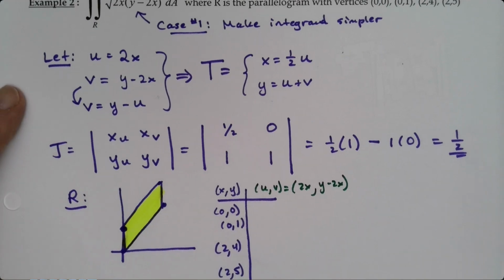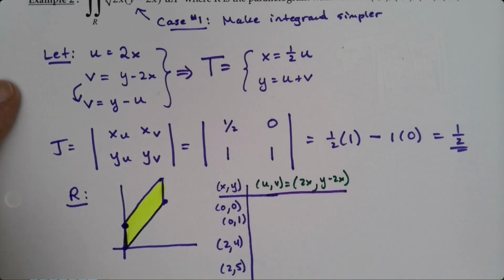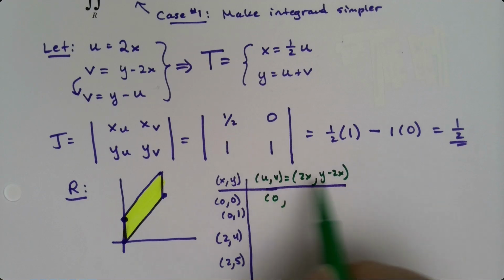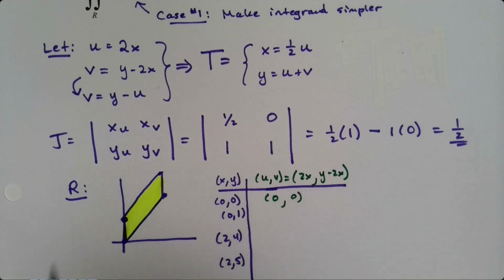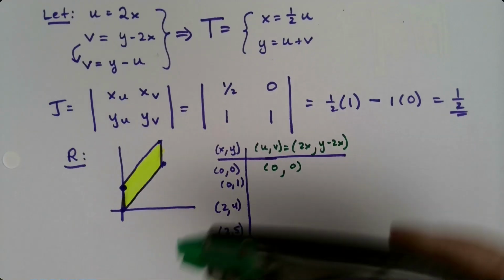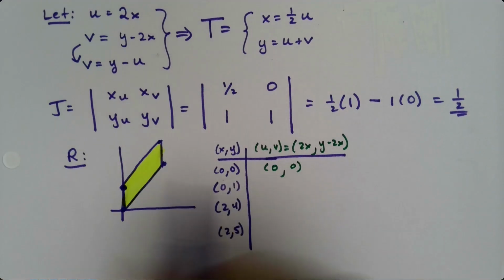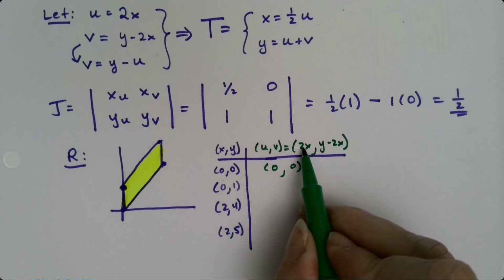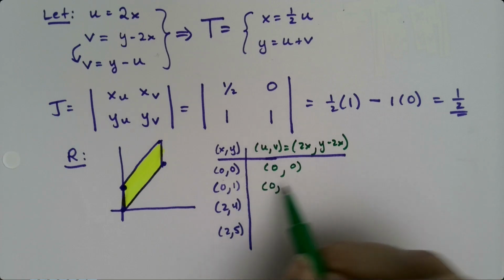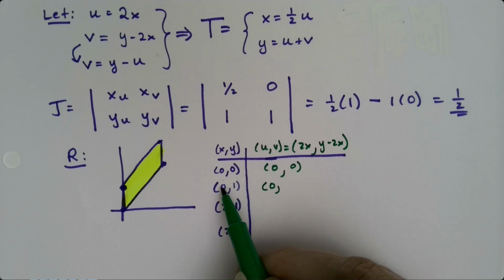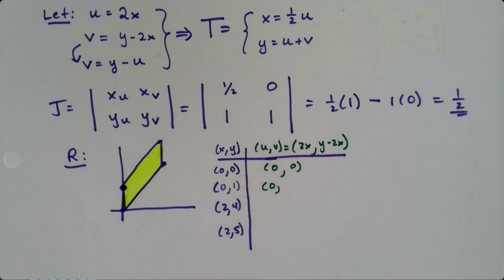So let's think about how that changes those points. So (0, 0). If I put 0 in here, 2 times 0 is 0. y, which is 0, take away 2 times 0 is 0. So that point becomes the same point we already had. No problem. All right, what about (0, 1)? 2 times 0 is 0. y minus 2 times 0, so that's 1, take away 2 times 0, so that's 1. So far, nothing's changing. Yay.